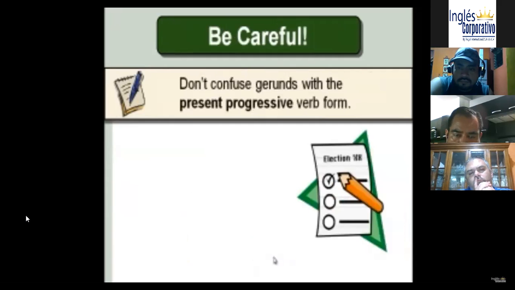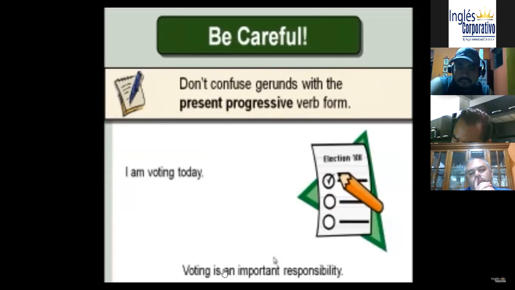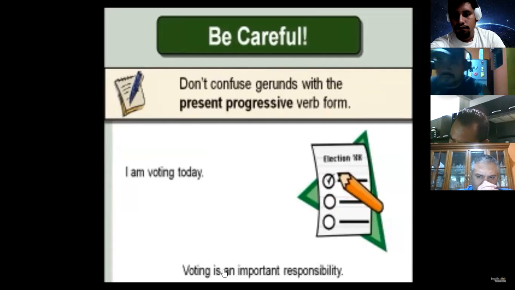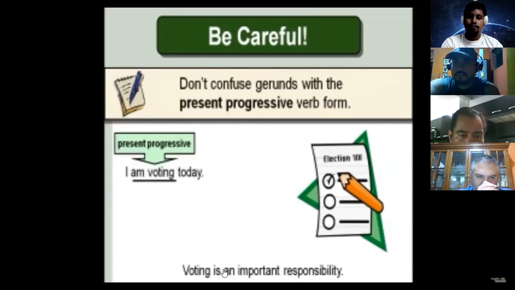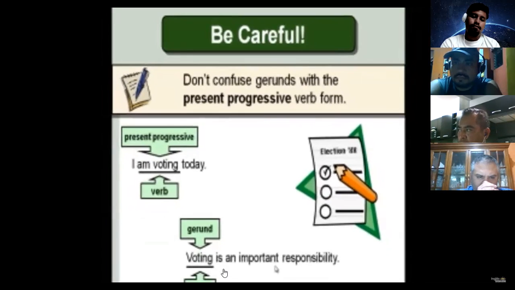When talking about this topic, it's important not to confuse gerunds with the present progressive. So let me give you an example about that. If I express, I'm voting today, really what I'm saying is that it's an action that is happening today, right? It could be in the future, by the way, as well, but I'll talk about that later. On the other hand, voting is an important responsibility. In the first case, I'm using that as a present progressive form. In the other, I'm using that as a gerund, so I'm using that as the subject of my sentence. And so there, it's a verb. And in the second example, it's the subject of a sentence.